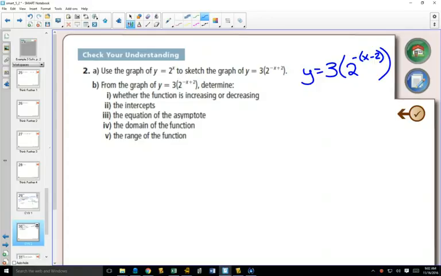Now, they told us that the parent graph is 2 to the x, but just like before, I'm going to put just a box around that 2 and that x to remind myself that's my parent graph.